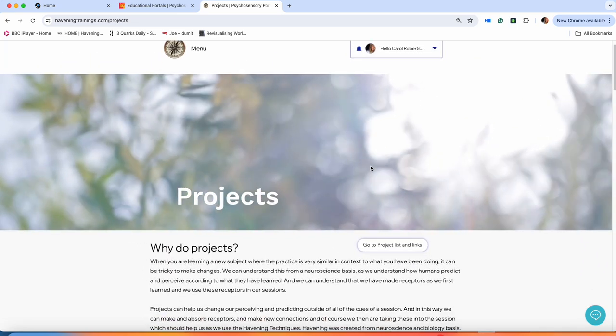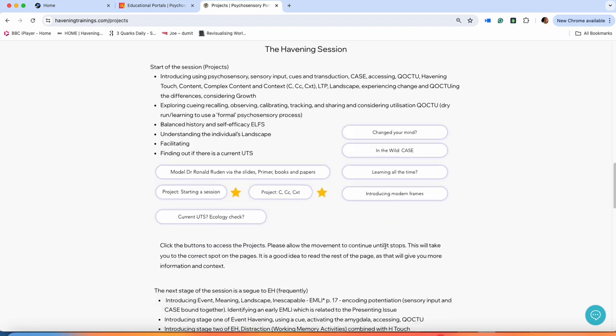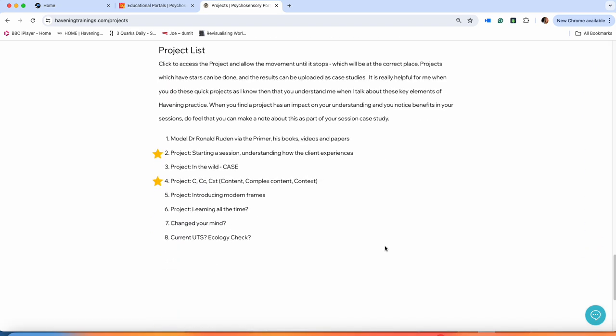We've got one here that's got go to project lists and links. It's further down. Yeah. So these are all live as well. So the ones with stars you can do as case studies.